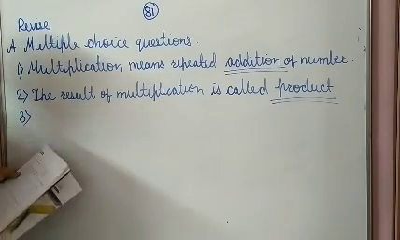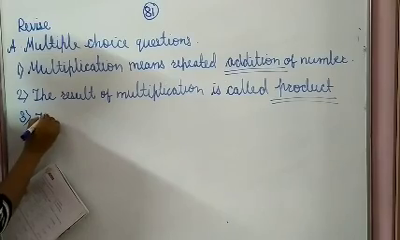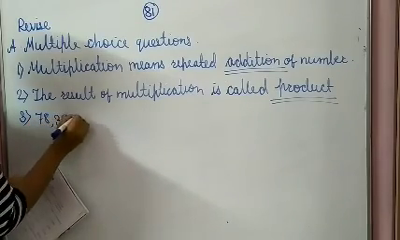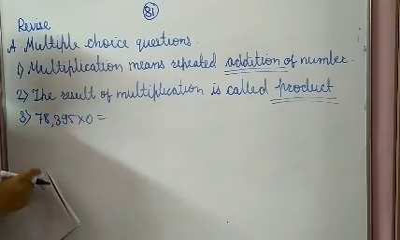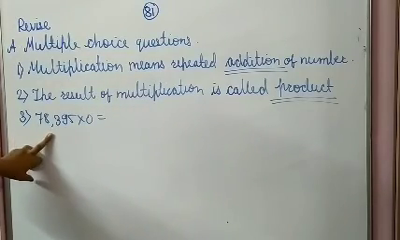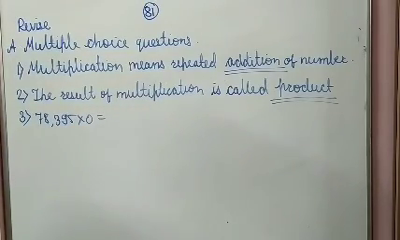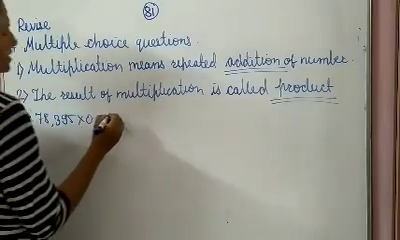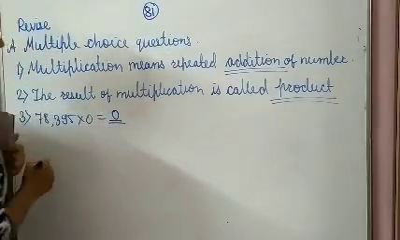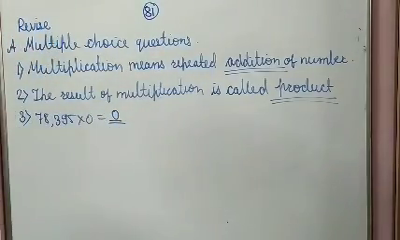Next, the third one. Any number into 0, what is the answer? If any number is multiplied by 0, then what is the answer? The answer is 0. Yes. Next one.